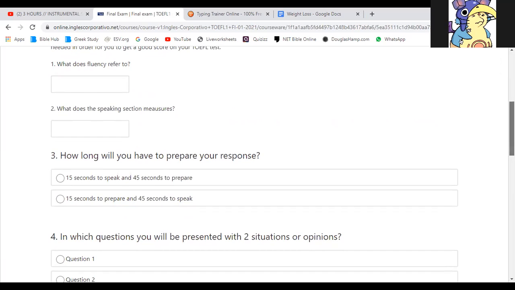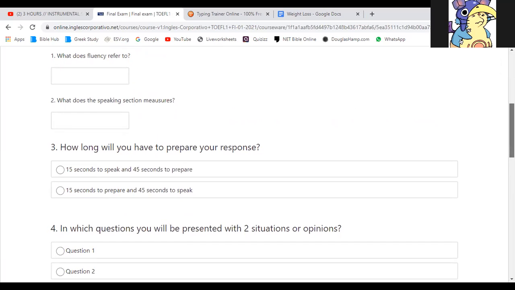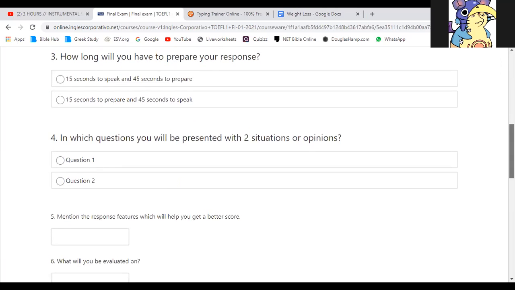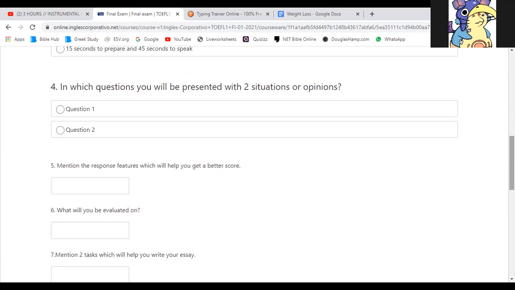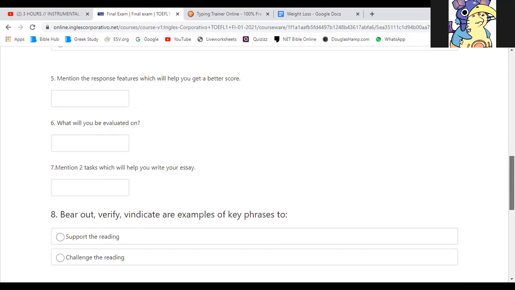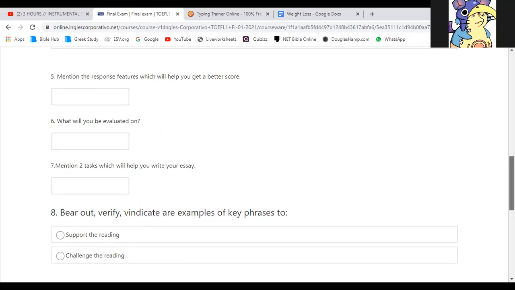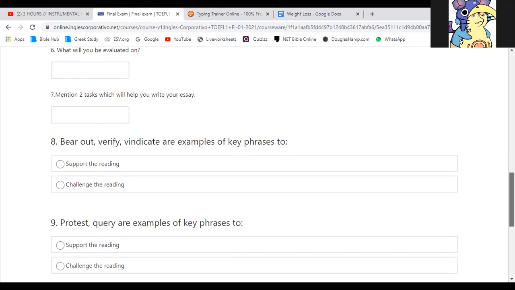Number two, what does the speaking section measure? Did you guys find that? Number three, how long will you have to prepare your response? Right? Number four, in which question will you be presented with a situation or opinions? Question one or question two? This is for the writing. Aquí se está refiriendo a writing, right? Number five, mention the response features which will help you get a better score. Number six, what will you be evaluated on?